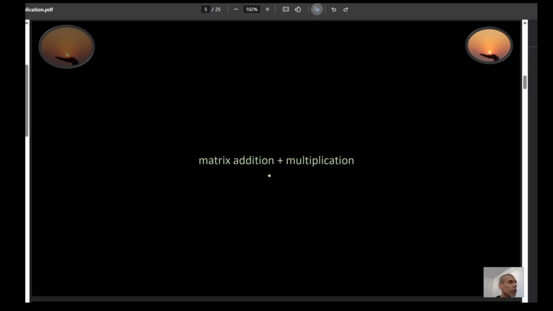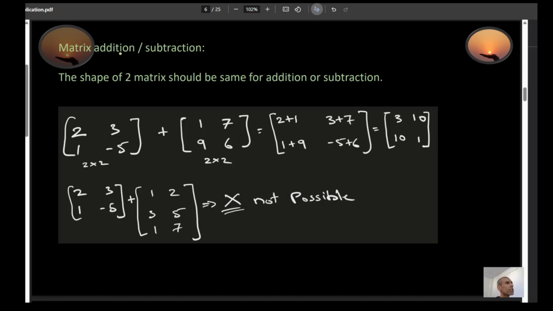And now I'm going to talk about matrix addition, subtraction, and multiplication. So in order for addition or subtraction to occur for two matrices, the shapes of the matrices must be the same. So for example, let's take a look at this matrix. This is my matrix A. The shape is 2 by 2. It has two rows and two columns. This matrix right here also has a shape 2 by 2. So this shape is exactly the same as this shape. So I can perform matrix addition over here.